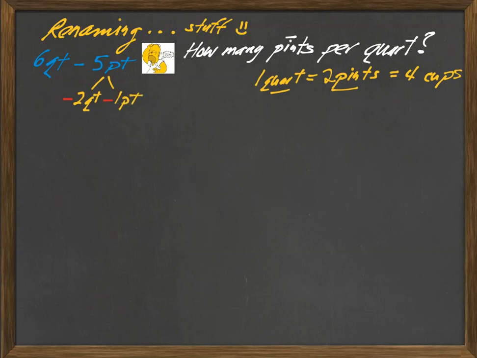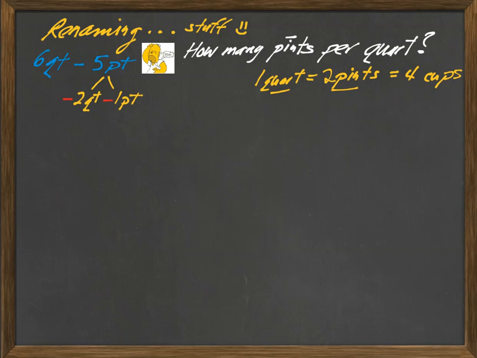So I'm going to go ahead and say, well, 6 quarts minus 2 quarts minus 1 pint. So why'd you do it that way, Mr. C? Well, I've just taken, and you may not see this until I point it out, if I take my 5 pints, right? I know I'm going to have a leftover pint.